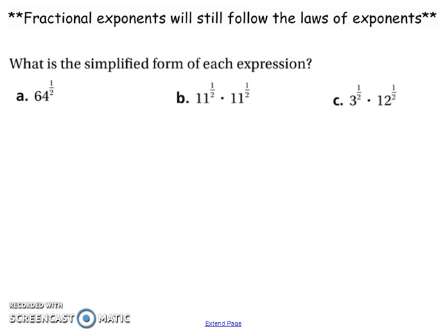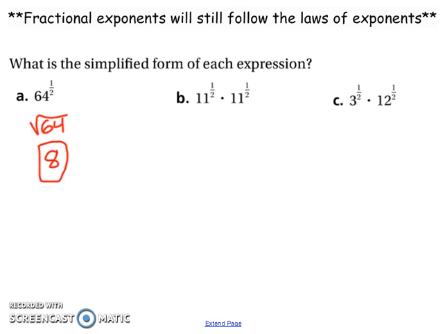So 64 to the 1/2. We could write this as the square root of 64. So you should be able to go from radical form to exponential form and from exponential form to radical form. So 64 to the 1/2 would be the square root of 64. And I know that that is 8, so we've simplified it as much as we can.